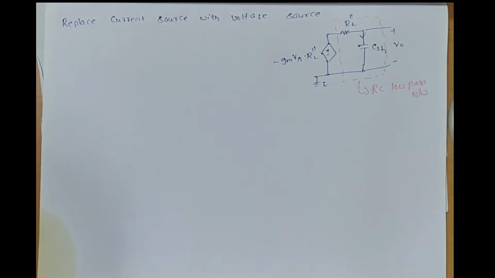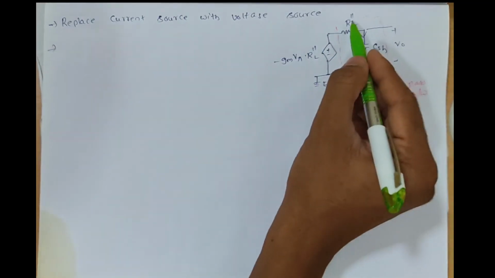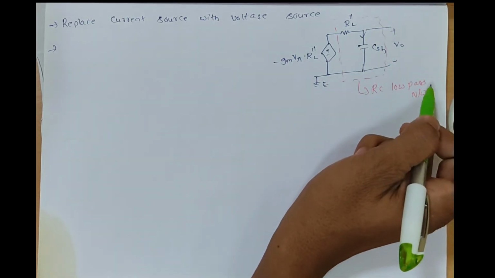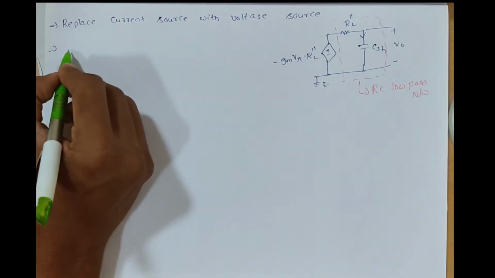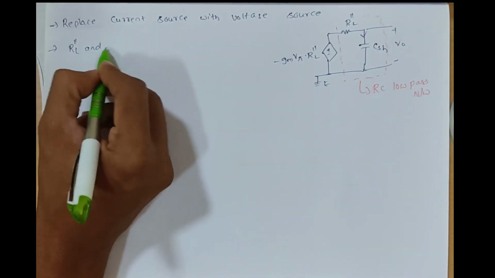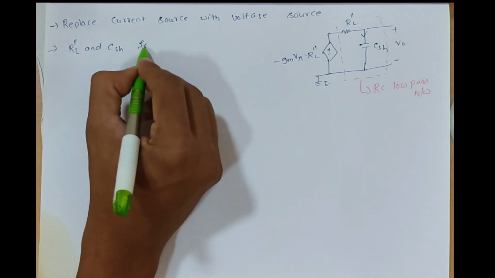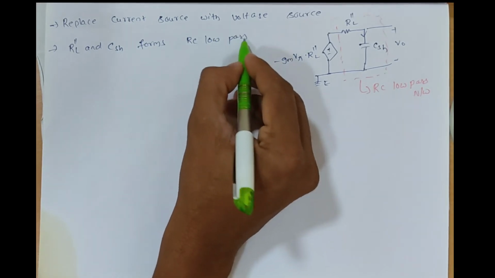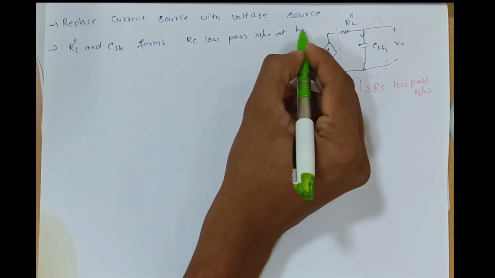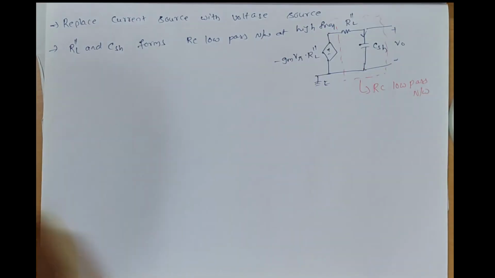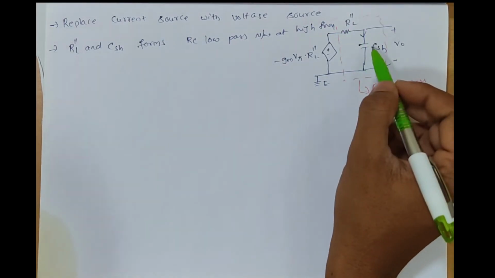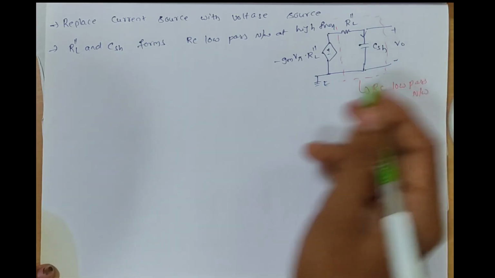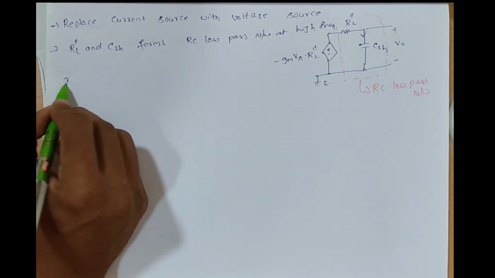Yes or no? Yes. So here you can say this R double dash L resistor and CSH capacitor will form the RC low pass network at higher frequencies. So R double dash L and CSH form an RC low pass network at high frequency. Then we can say this R double dash L and CSH RC network will act as a low pass filter. We'll see how it is acting as a low pass filter when signal frequency increases.